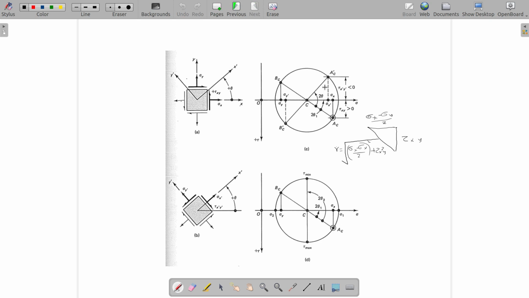So that is true for any given diagonal of the circle. Whatever angle you rotate, you will always get that system here. If you consider b dash y dash also, again (sigma x minus sigma y) by 2 will be this line, and tau xy will be this line, and the radius will be the third side.